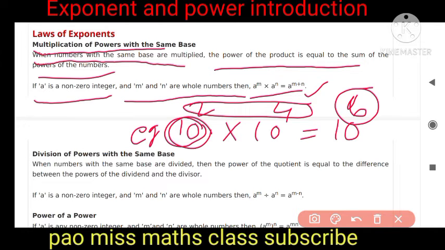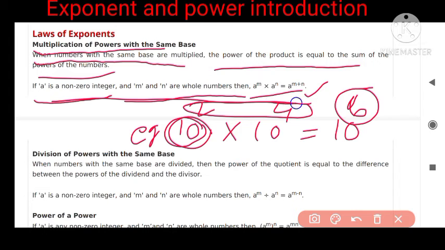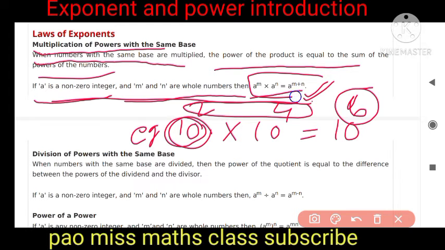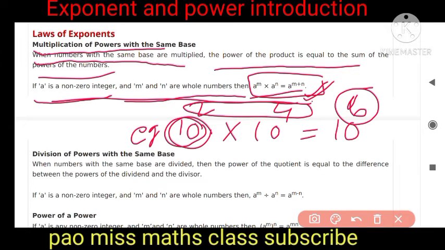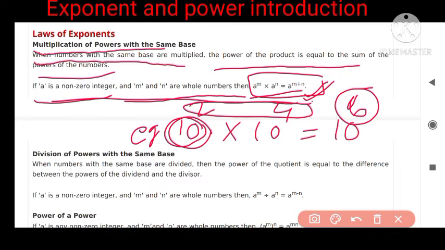Now this is the first law of exponents, so please write it down in your notebook and you have to learn this one. So a to the power m multiplied with a to the power n is equal to what? A to the power m plus n. Okay, you have to remember this.